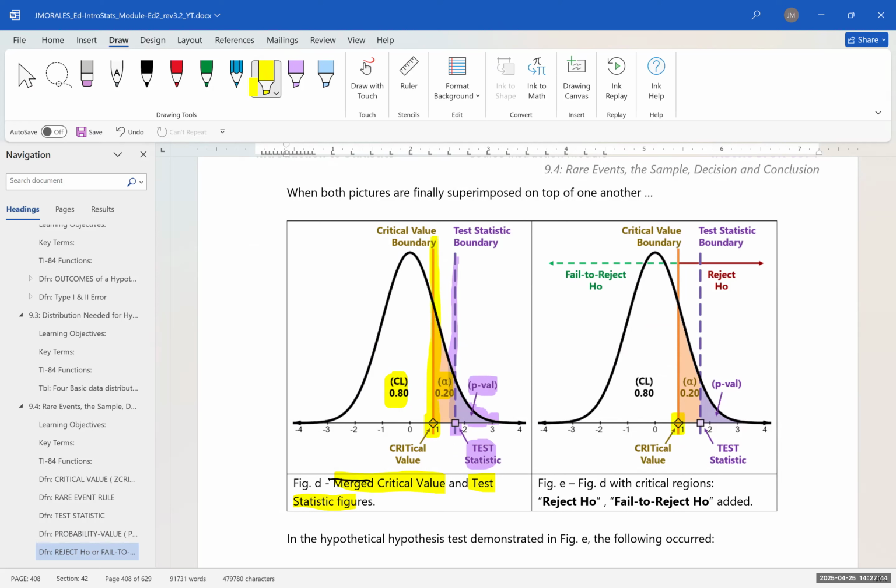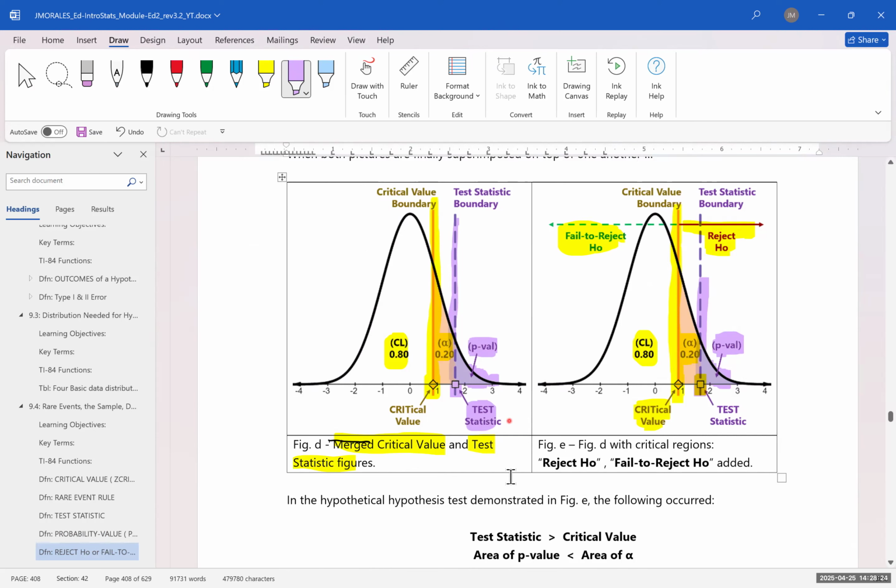So here's our critical value. The critical value is usually determined by the significance level. So the critical value is the boundary between the significance level and the confidence level. It is also the boundary separating the reject the null and the fail to reject the null regions. And then right here, again, we've got the test statistic, which serves as a boundary to the probability value, which is the area adjacent to the test statistic.